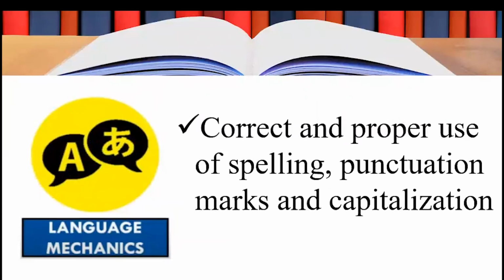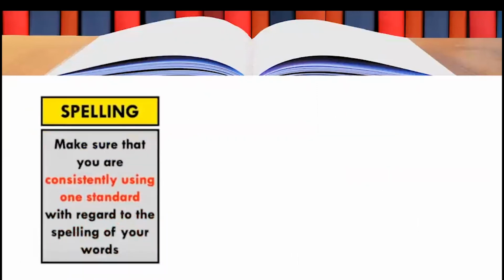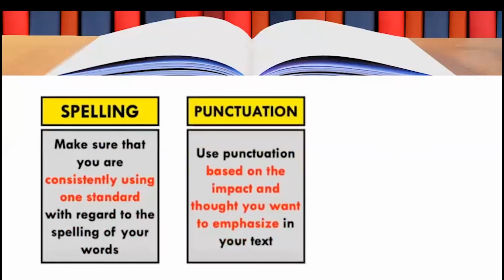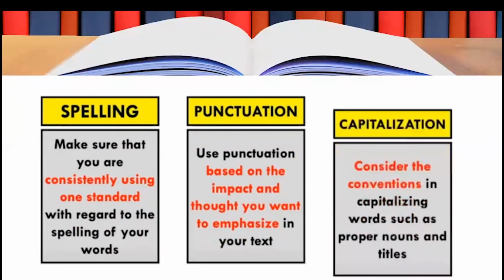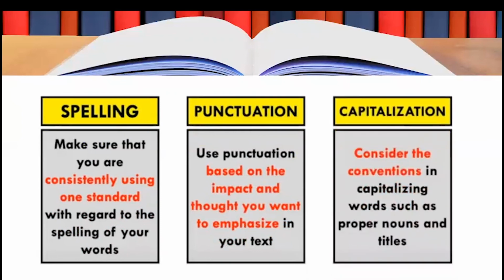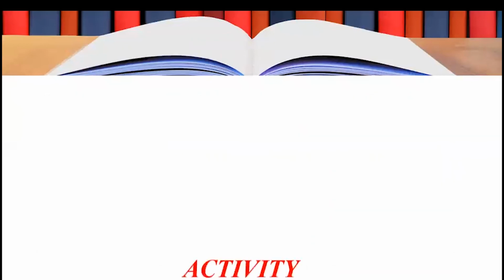And the last one, we have the language mechanics. The language mechanics refers to the correct and proper use of spelling, punctuation marks, and capitalization. Spelling, you have to make sure that you are consistently using one standard with regard to the spelling of your words. Like, for example, if you are using American English Standard or British English Standard. For punctuation, you use punctuation based on the impact and thought you want to emphasize in your text. And of course, capitalization, you have to consider the conventions in capitalizing words such as proper nouns and titles.